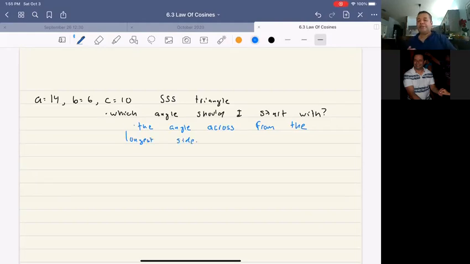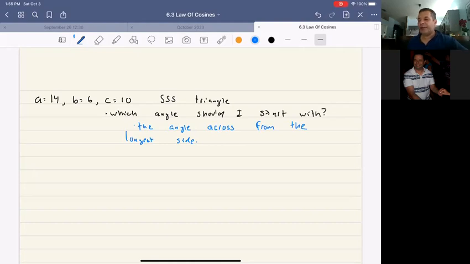The reason for that is this. The law of cosines can tell you if you have an obtuse angle or an acute angle, whereas the law of sines cannot. So when you're looking at the longest side, you're going to know if you have an obtuse angle or not. If you have an obtuse angle, it's going to have to be across from the longest side. We saw that in the 6.2 videos, right? So we're going to use that same reasoning. You can only have one obtuse angle, and it has to be across from the longest side.